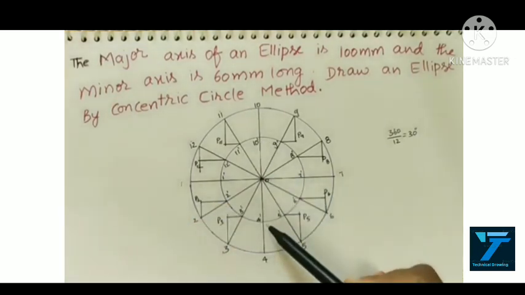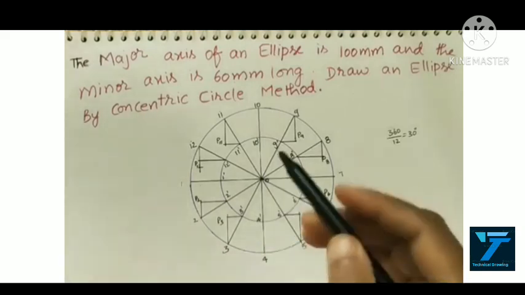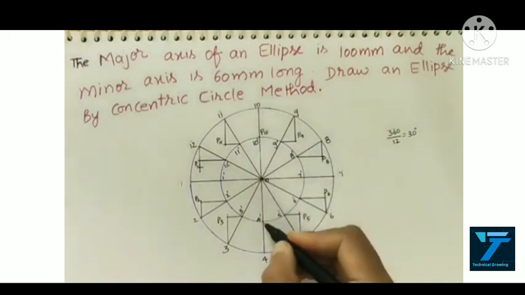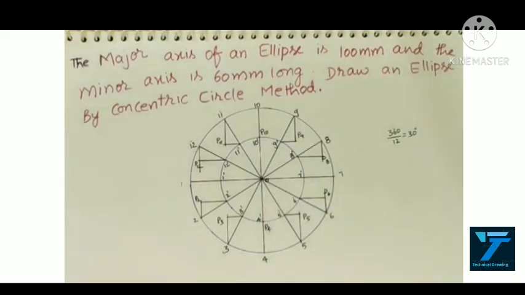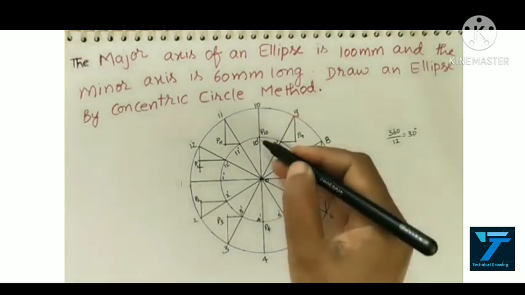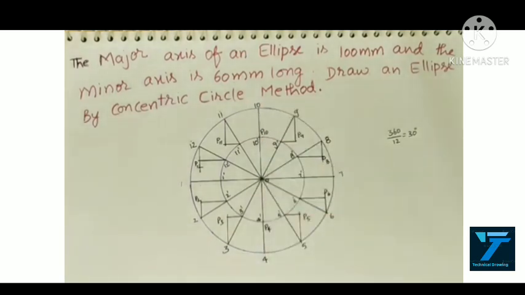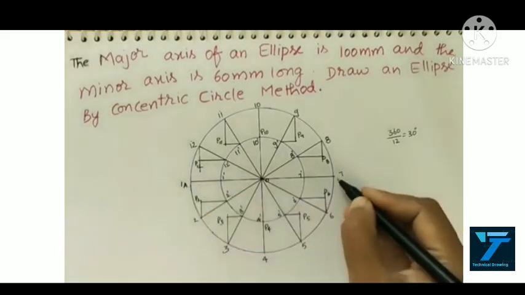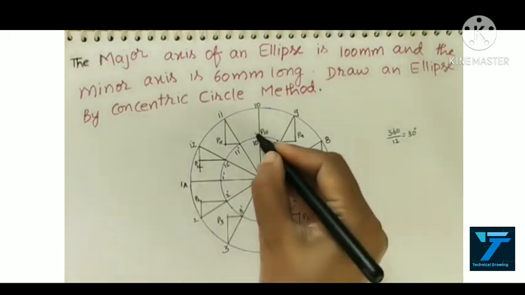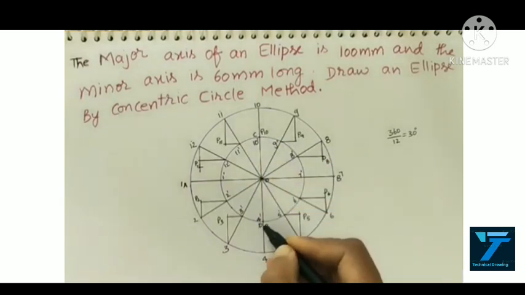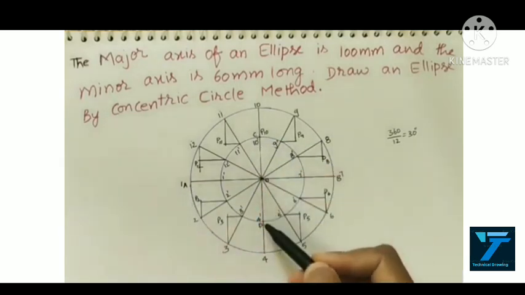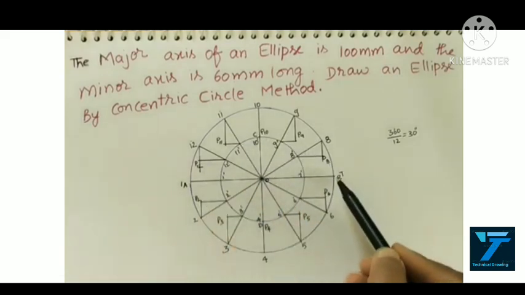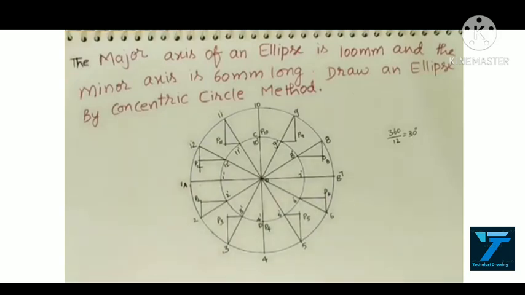Here at 10 dash and 4 dash, the ellipse points come here. This is P10 and this is P4. Here the vertical lines and horizontal lines are coinciding. After marking the P points, give the major axis name. I am giving AB, and the minor axis is CD. Join all the P points through A, B, C and D, and you will get the ellipse.